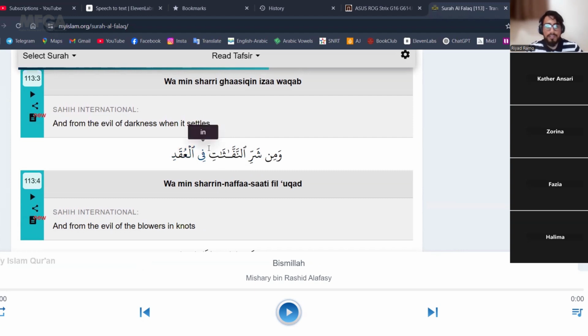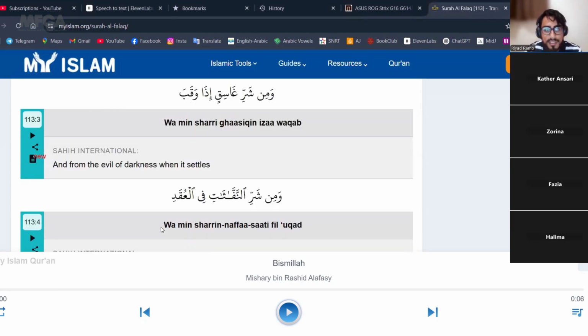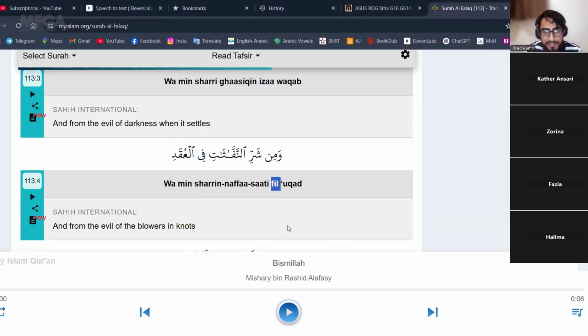We do not recite it fi al-uqad. We say fil uqad. You didn't say fee, you say fil, right? Is there a transliteration here? Look, even the transliteration: ومن شر النفاثات في fil. You see fil? Same thing here, with the fil bayt and what we were saying. Just wanted to show you. So same thing in the Quran, fil.